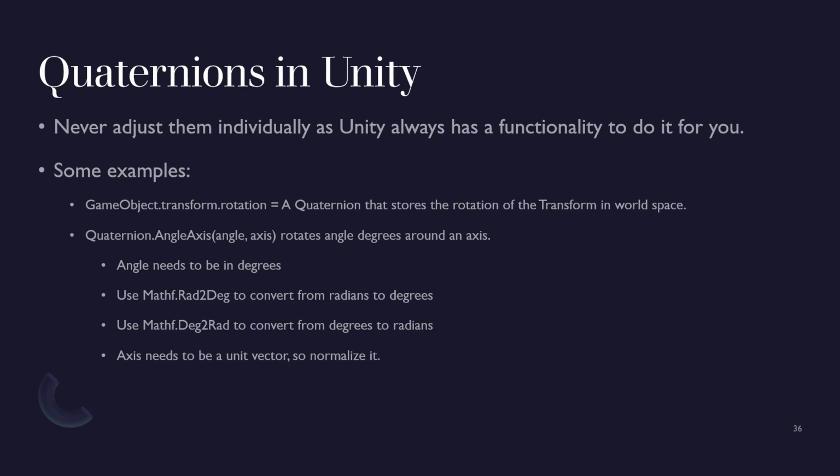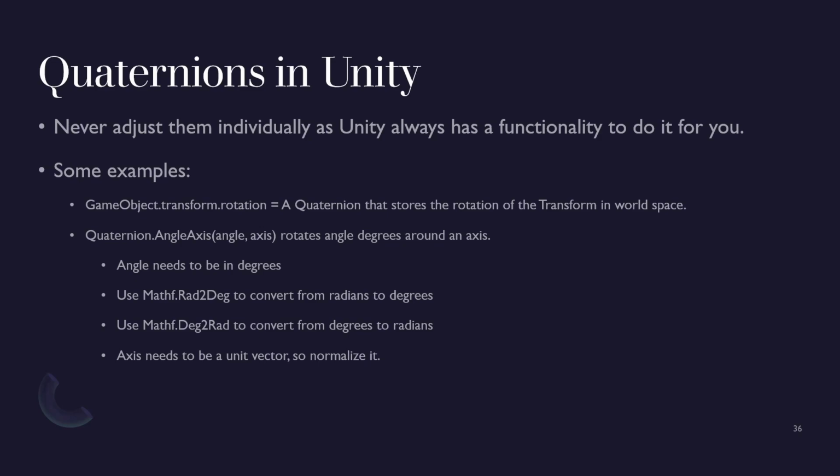For instance, if you want to know what the rotation of a certain transform in your world space is going to be, so the transform is the position, the scale, and the rotation of an object, you can just use GameObject.transform.rotation, and that will output the quaternion and you can manipulate it. You can also use Quaternion.AngleAxis, in which you provide an angle and an axis, to just have a rotation happen, which all the math will happen through quaternions, but you don't have to worry about it.